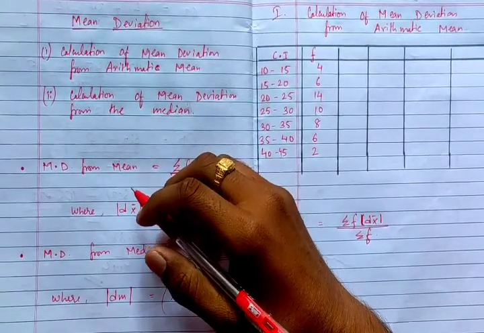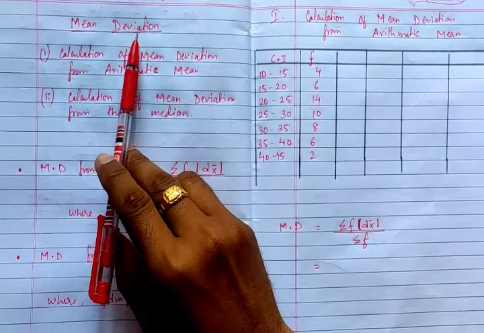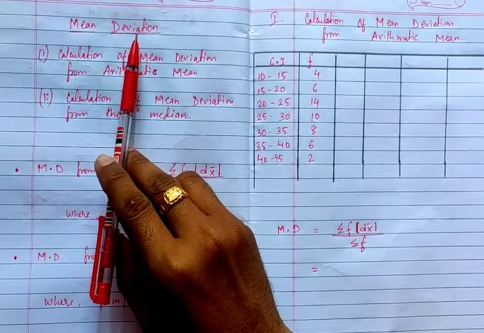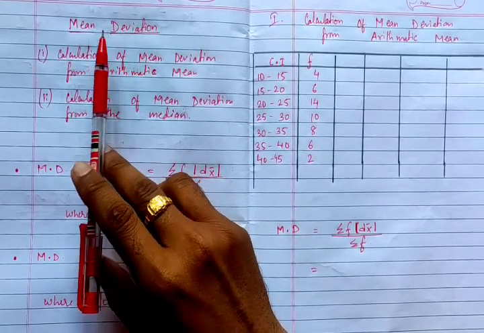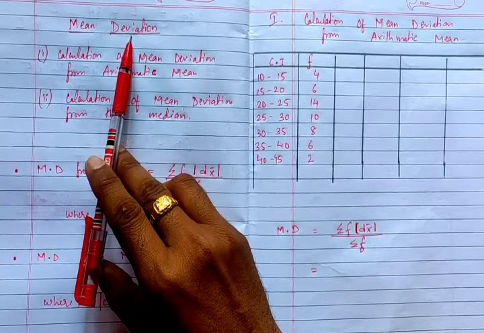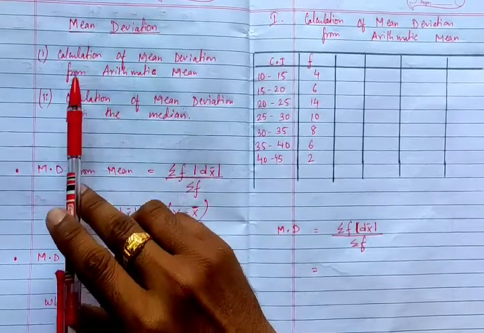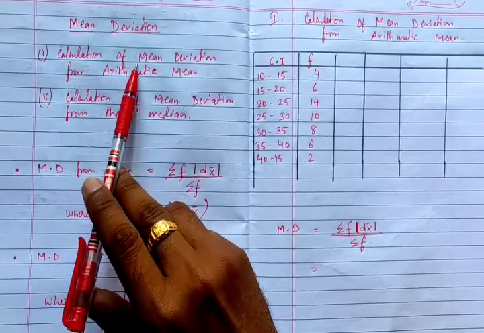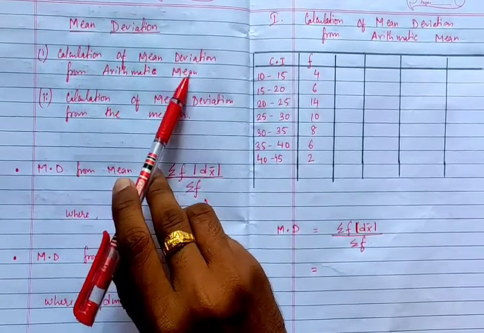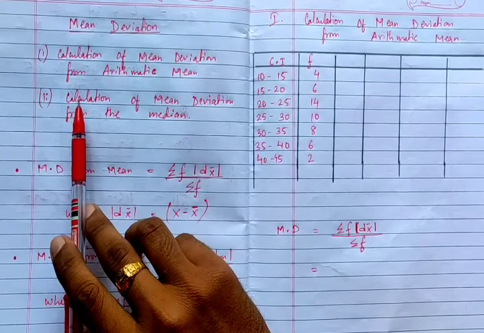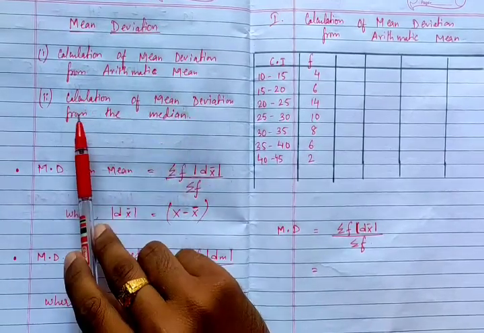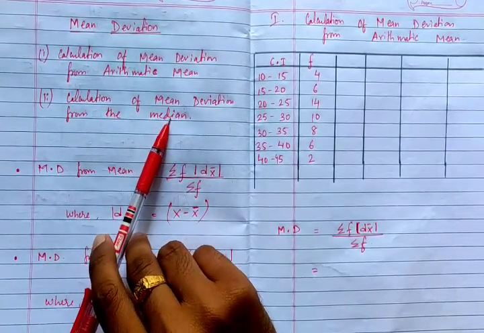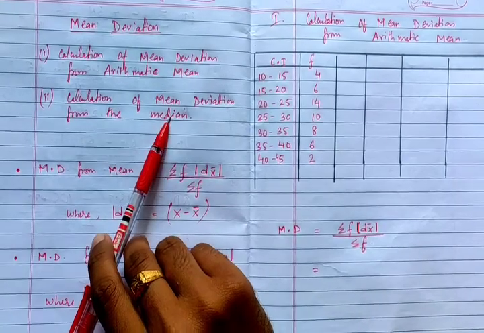Hello dear students, today we'll start mean deviation. In the last class we learned quartile deviation. So today in this class we'll learn mean deviation. In mean deviation you have to calculate two types of mean deviation: one is the calculation of mean deviation from the arithmetic mean, and one more is the calculation of mean deviation from the median. So we have to use two different formulas.